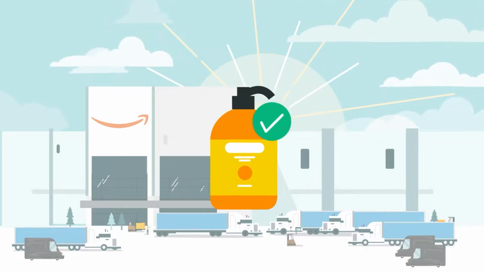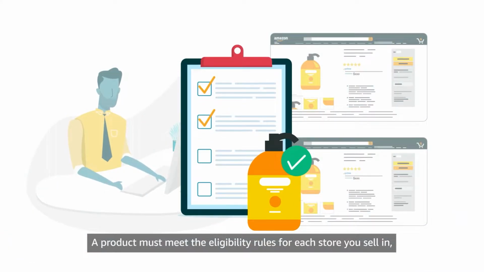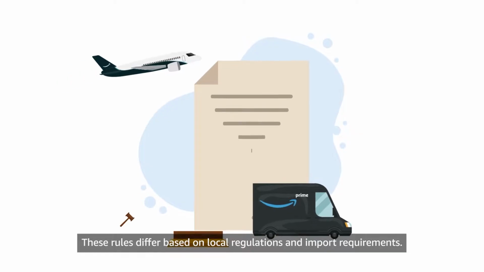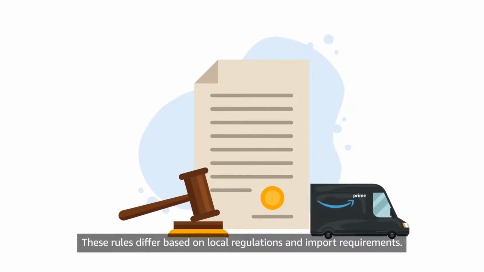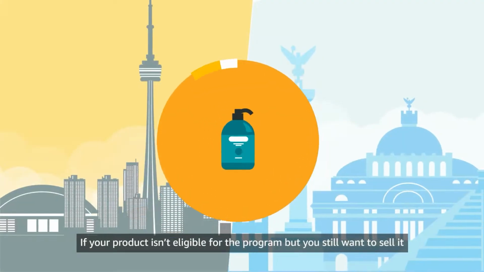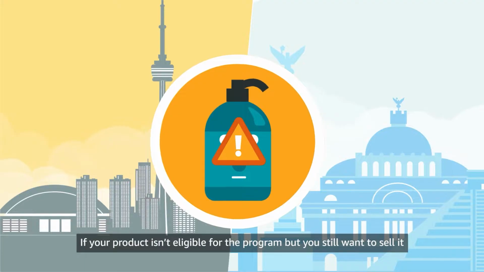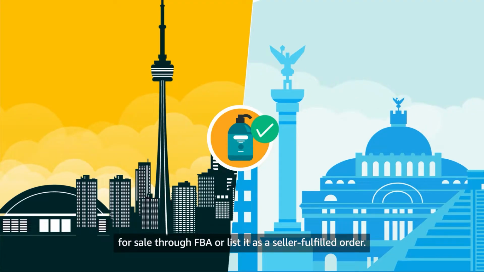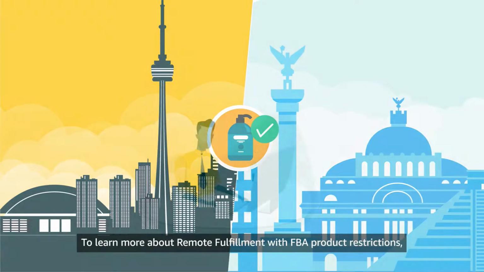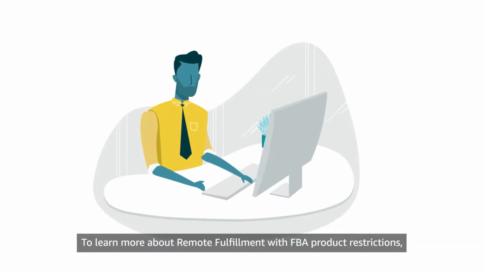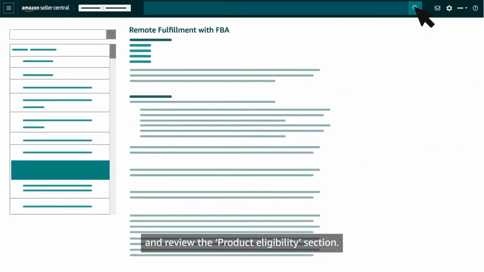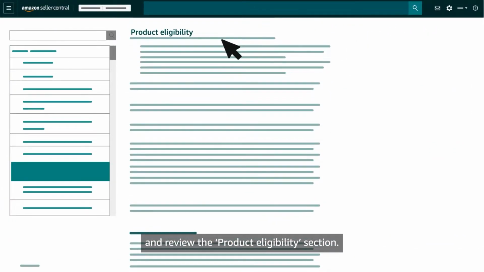Note that many but not all FBA items are eligible to be sold with remote fulfillment with FBA. A product must meet the eligibility rules for each store you sell in regardless of the country. These rules differ based on local regulations and import requirements. If your product isn't eligible for the program, but you still want to sell it in Canada or Mexico, you can send it directly to the country for sale through FBA or list it as a seller-fulfilled order. To learn more about remote fulfillment with FBA product restrictions, search for the Remote Fulfillment with FBA help page and review the product eligibility section.